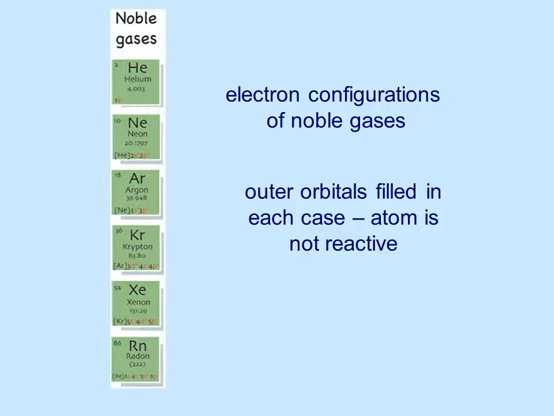Neon, 1s2, 2p6. Can't read the print very well, can you? Argon, 3p6. Krypton, 4p6, 5p6, 6p6 for radon. So all of these have their outer orbitals filled. Now that means that they're very stable. That means that they're quite unreactive.